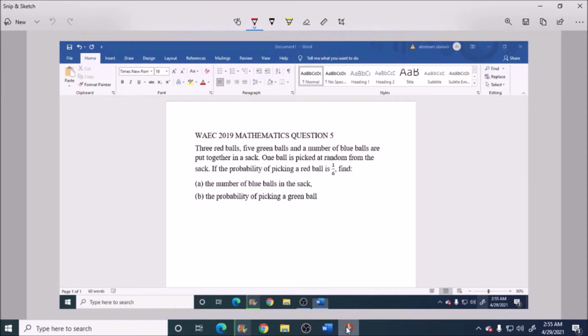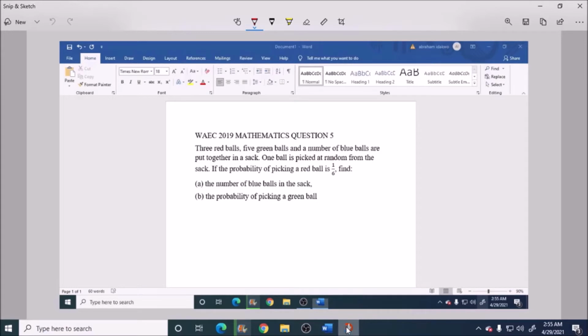Hello and welcome. Today I will be answering WAEC 2019 Mathematics question number 5. The question says 3 red balls, 5 green balls and a number of blue balls are put together in a sack. One ball is picked at random from the sack. If the probability of picking a red ball is 1 over 6, find A, the number of blue balls in the sack, and B, the probability of picking a green ball.